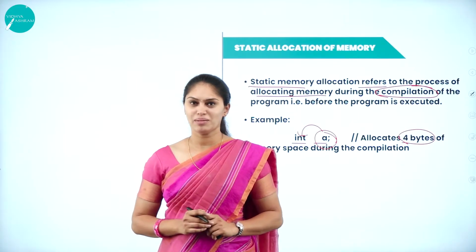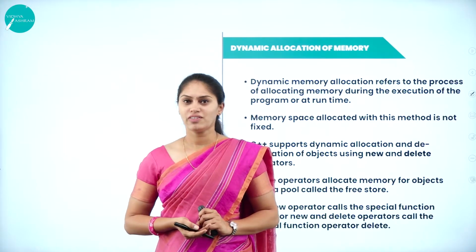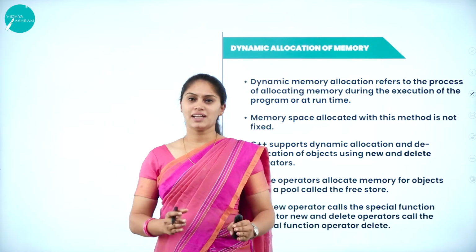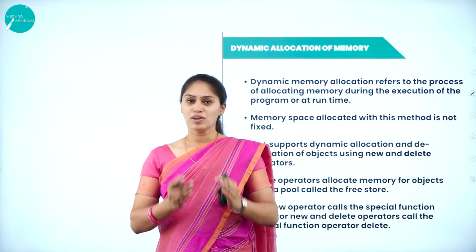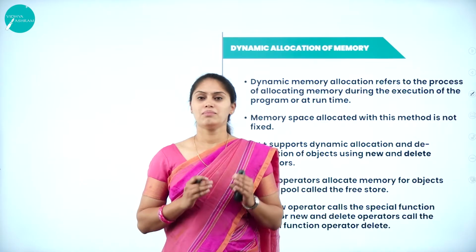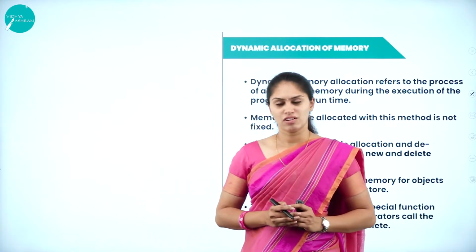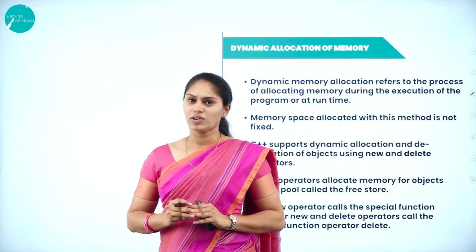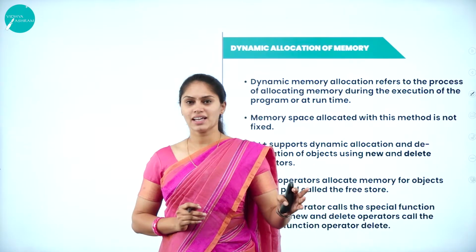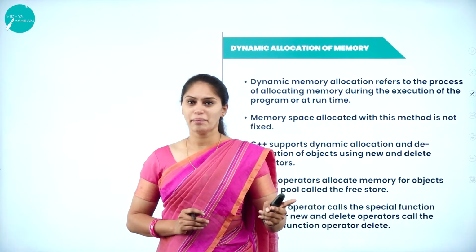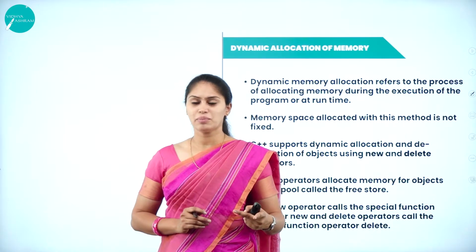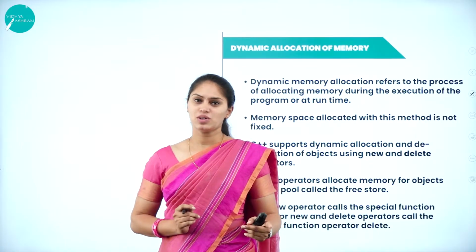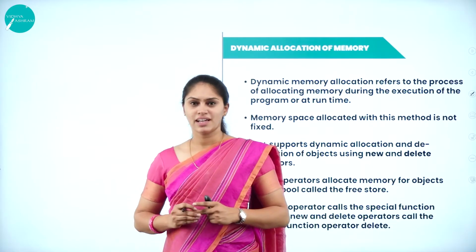Now we'll see what we mean by dynamic allocation of memory. It is just a contrast to the static. Static allocation takes place before the execution of a program, but dynamic allocation of memory takes place during the execution of a program. Static means at the time of compilation. When I am compiling the program, only at that time it will allocate some memory space to a variable, based on the data type.